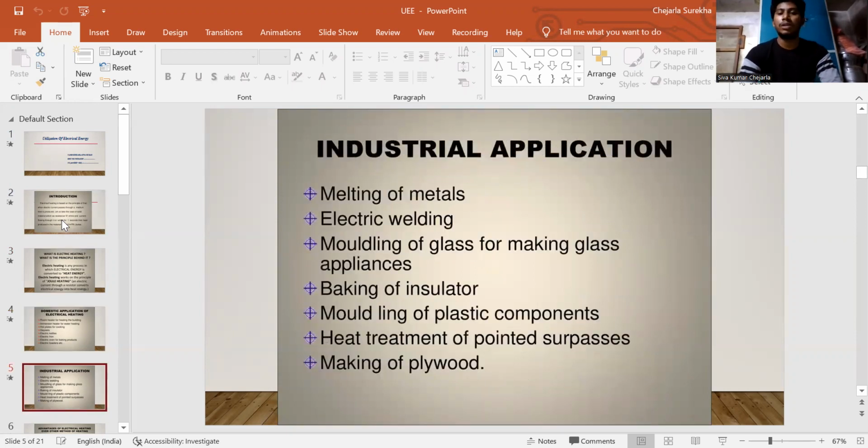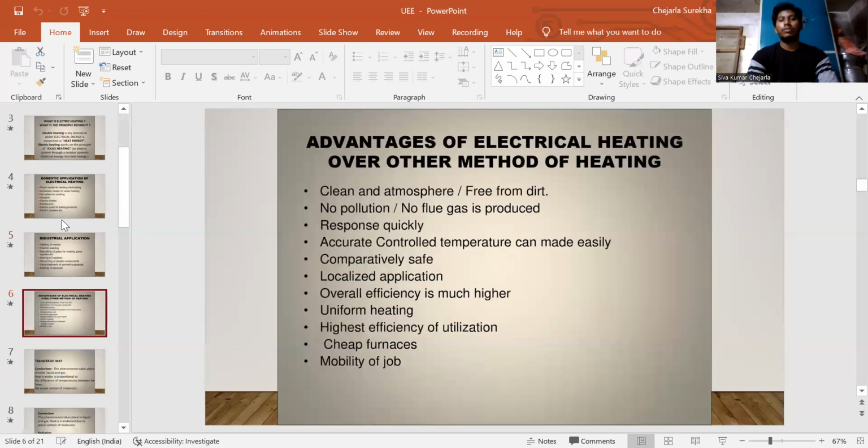Industrial applications are melting of metals, electric welding, molding of glass for making glass appliances, baking insulators, molding of plastic components, heat treatment of painted surfaces, making of plywood.